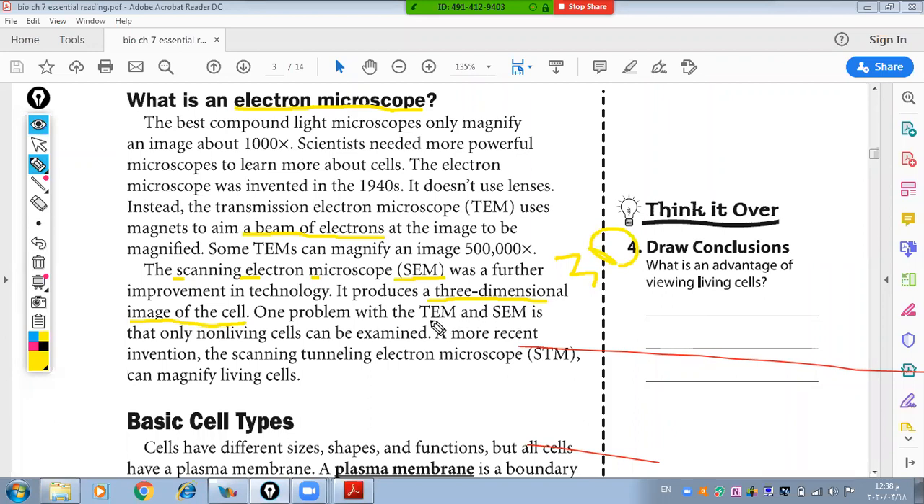Another one, TEM and SEM, is that only non-living cells can be examined. Why non-living cells? Because the beam of electrons will kill any living cells. Okay. So scientists thought more deeply to overcome this problem. They invented the STM, a more recent invention, which is the scanning tunneling electron microscope. Yes, excellent. It can magnify living things. There's a difference between STM and these two.